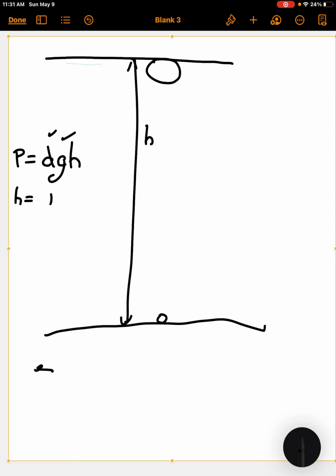The height is going to be pressure over dg. Right? Just make sure you have the correct units in there. MKS. So try to get the pressure in newtons per meter squared. Okay, that should give you the correct height in meters anyways.